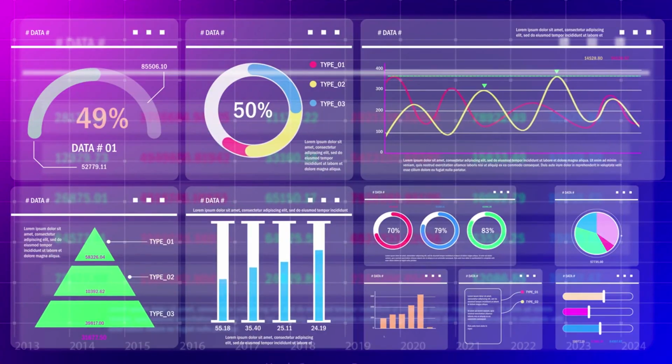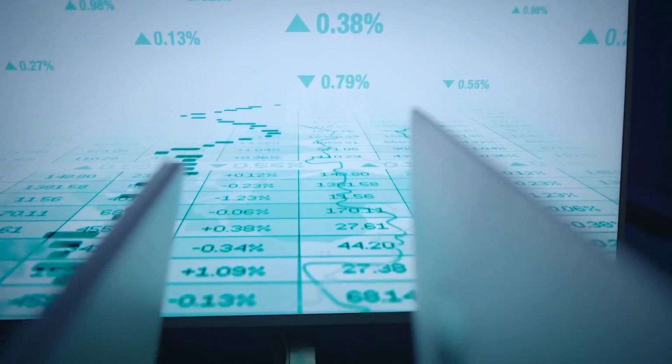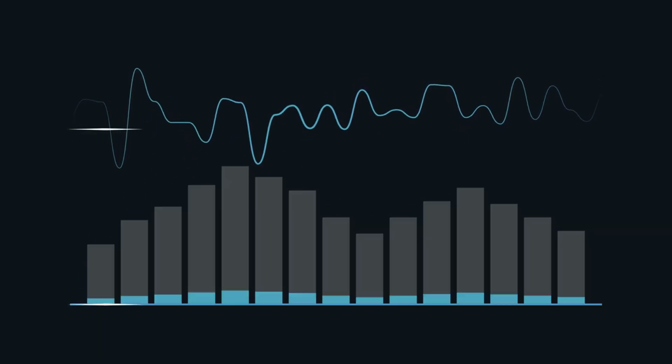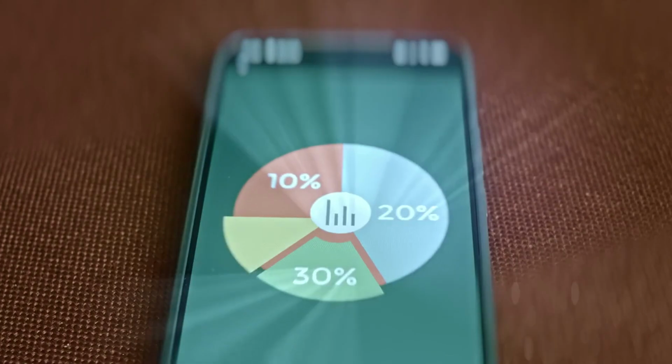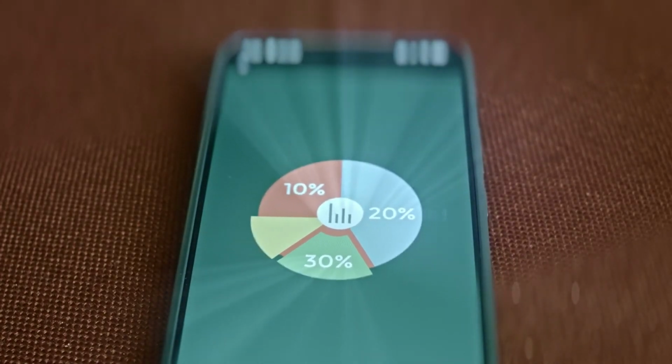Different types of data visuals. There are plenty of ways to visualize data, each suited for different kinds of information. Charts and graphs. These are the most common. Bar graphs are great for comparing quantities. Line charts show trends over time, and pie charts depict proportions within a whole.